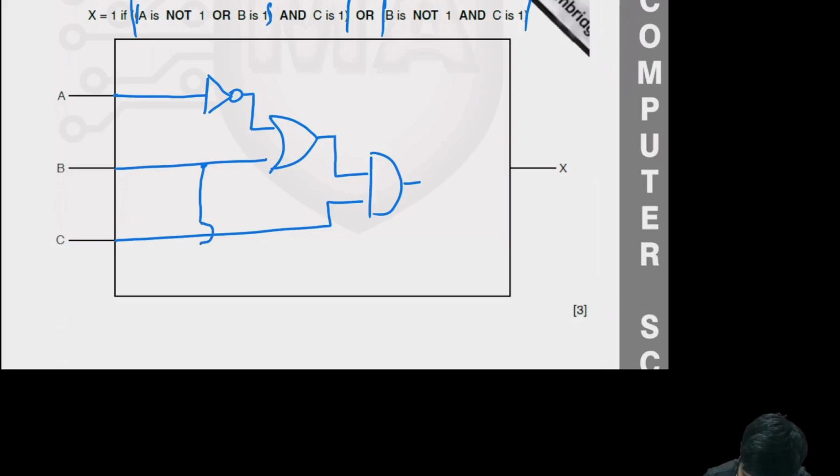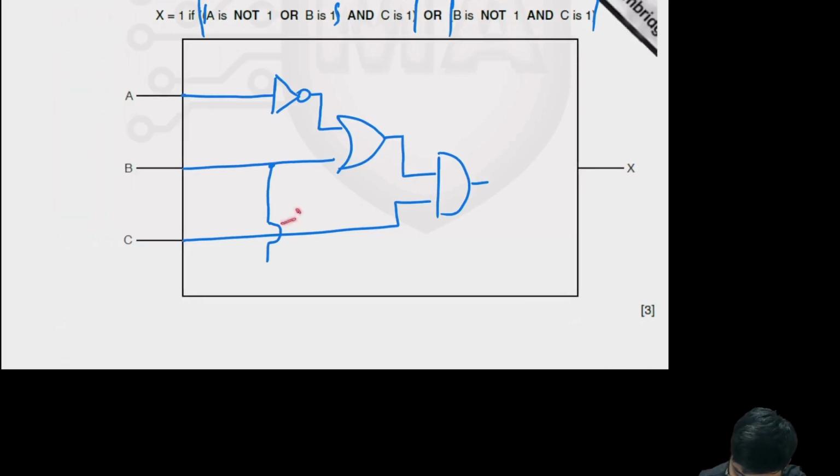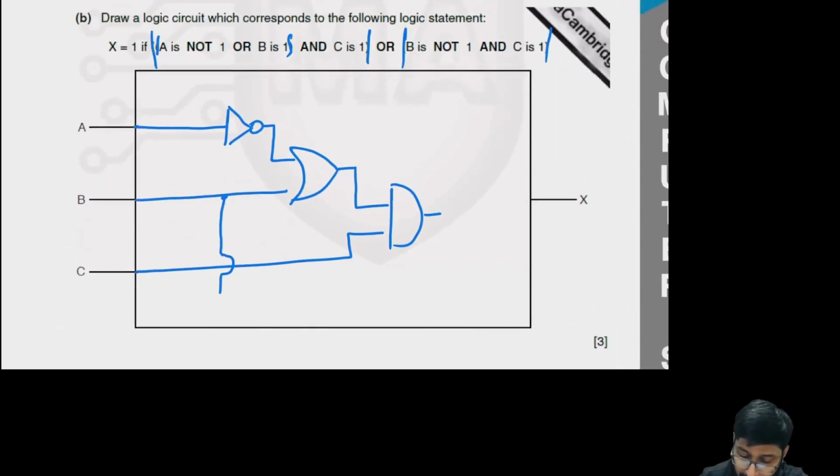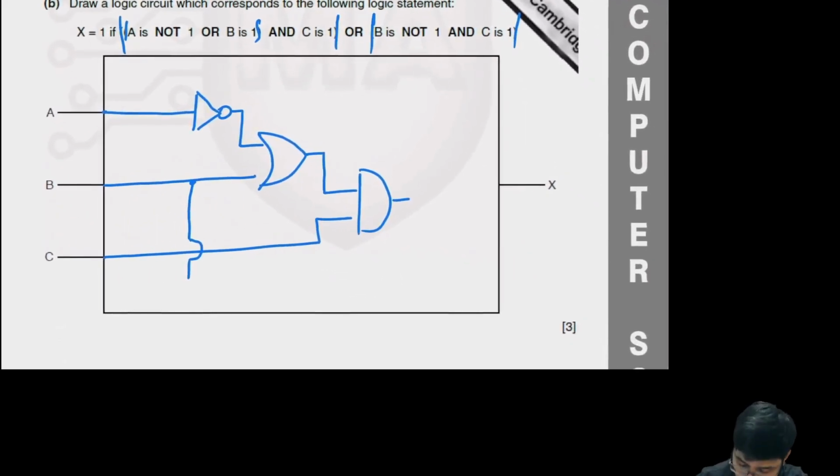Now do remember, what is this curve? This curve is known as the jump. This jump means that I have jumped the first wire over the other wire. If I draw it as a simple line, that means both wires are interconnected with each other. Right now both wires are not connected, so we made a jump over here. So they are saying B is not 1 and C is 1.